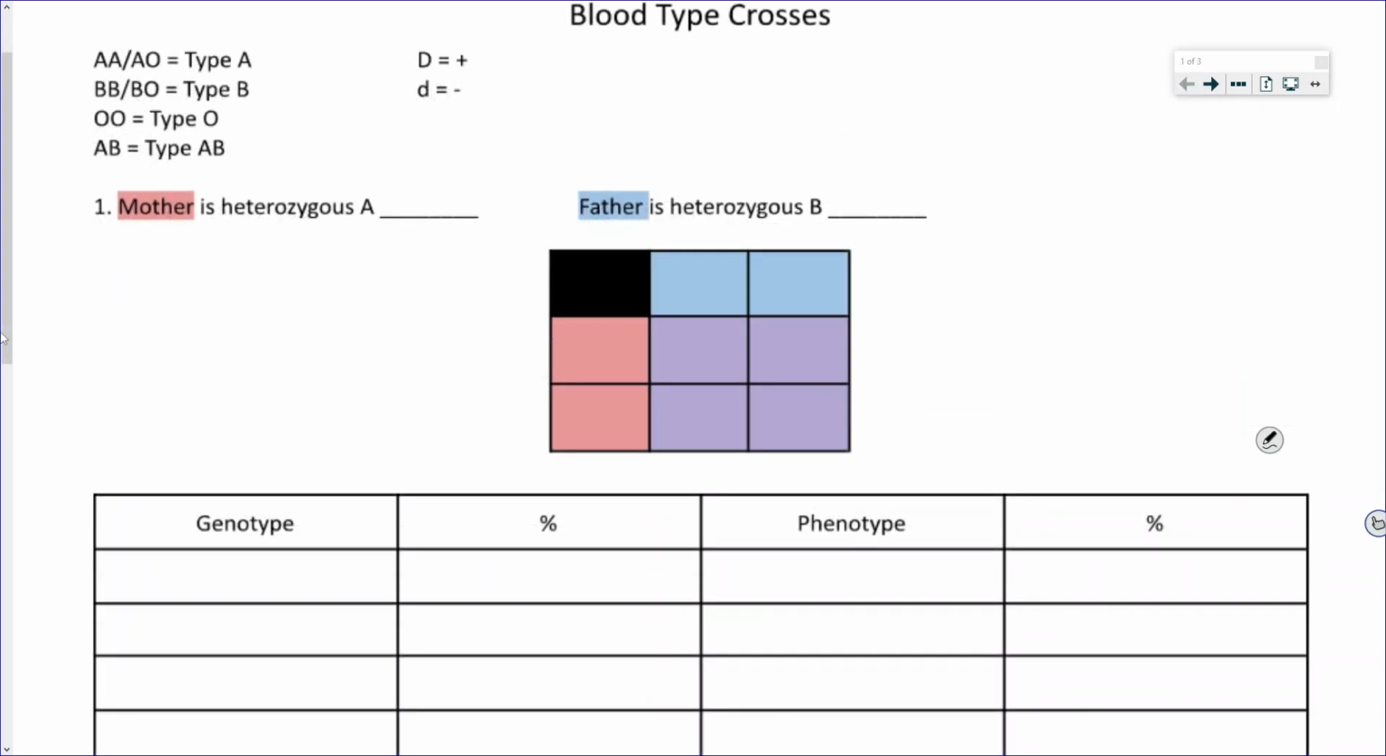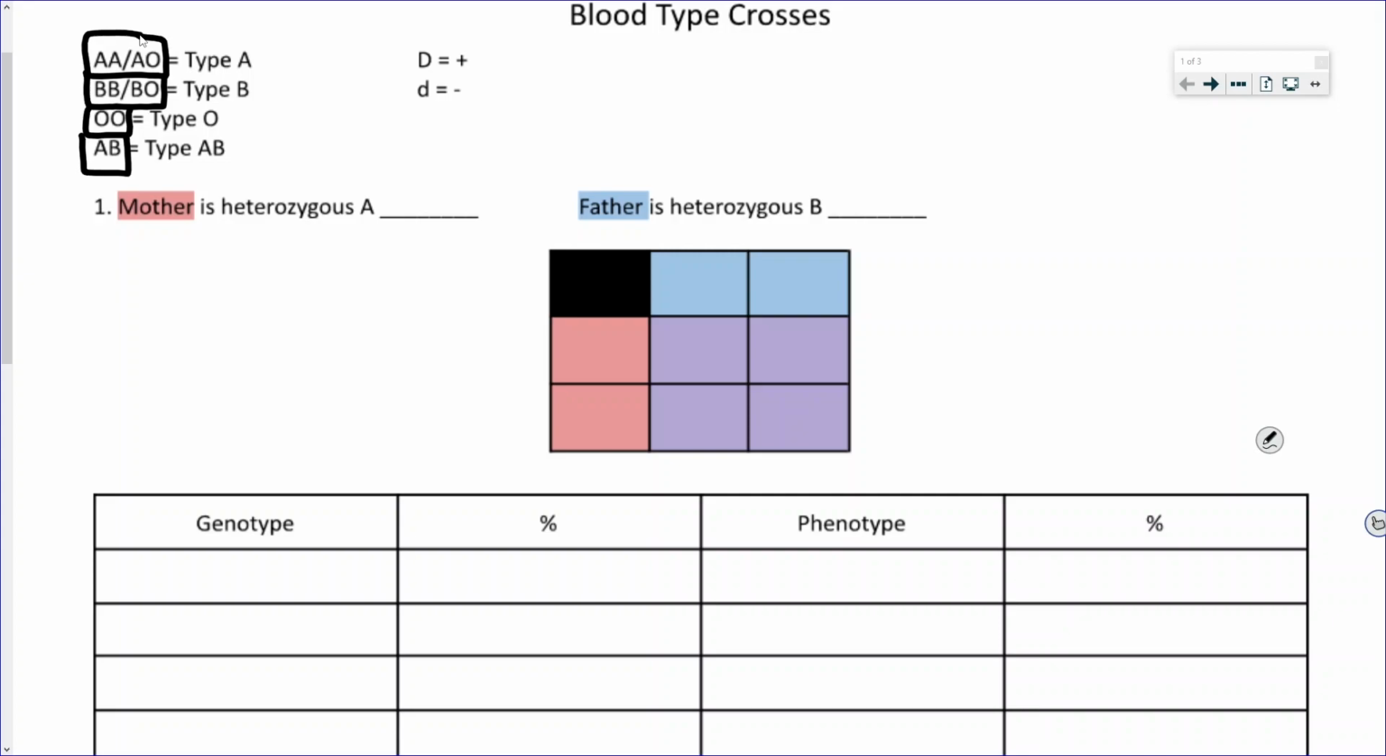Blood type Punnett squares are no different than any other type of the Punnett squares that we've used. It's just that we need to look at the possible genotypes for each individual for their types. So type A can be either AA or AO because A is dominant over O. B can be BB or BO because, again, B is dominant over O. O can only be OO. That's the only option. And AB can only be AB, remembering that A and B are codominant.